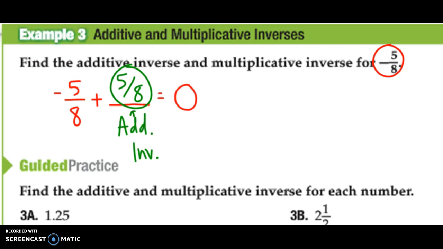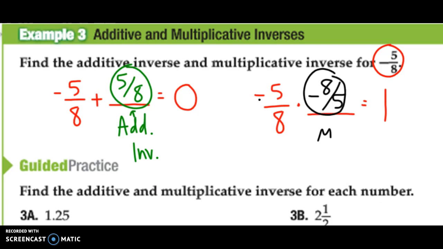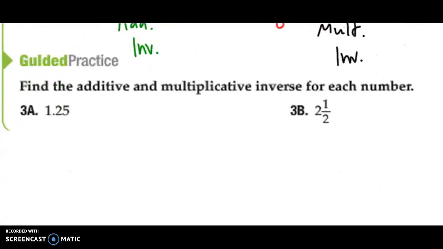And now when we look at multiplicative inverse, we say negative 5/8 times what number equals 1. Well, I want the top and bottom to be the same. So multiplying by the reciprocal, that would be 8/5. And since this is negative, this one over here also has to be negative because we want a positive 1. So this right here is my multiplicative inverse. Here are some guided practice problems you can try as well.